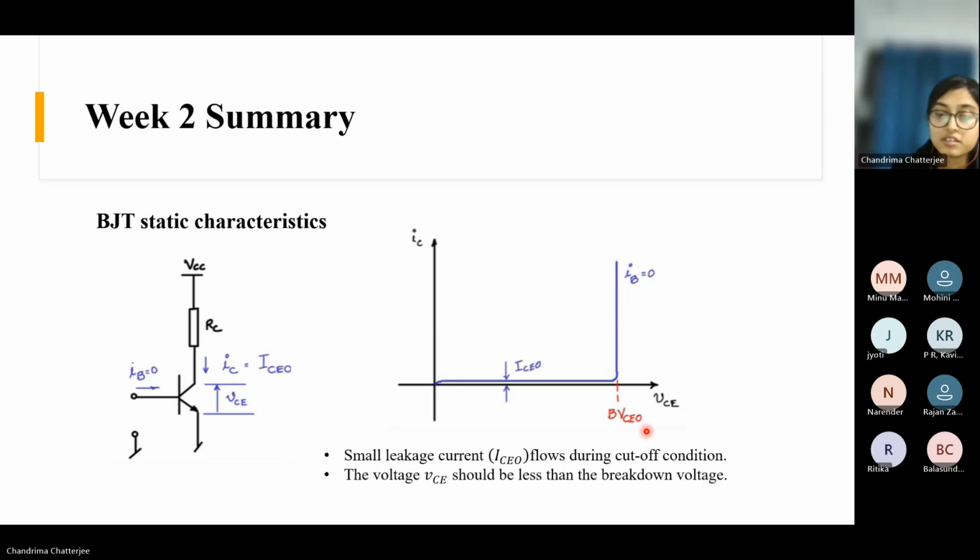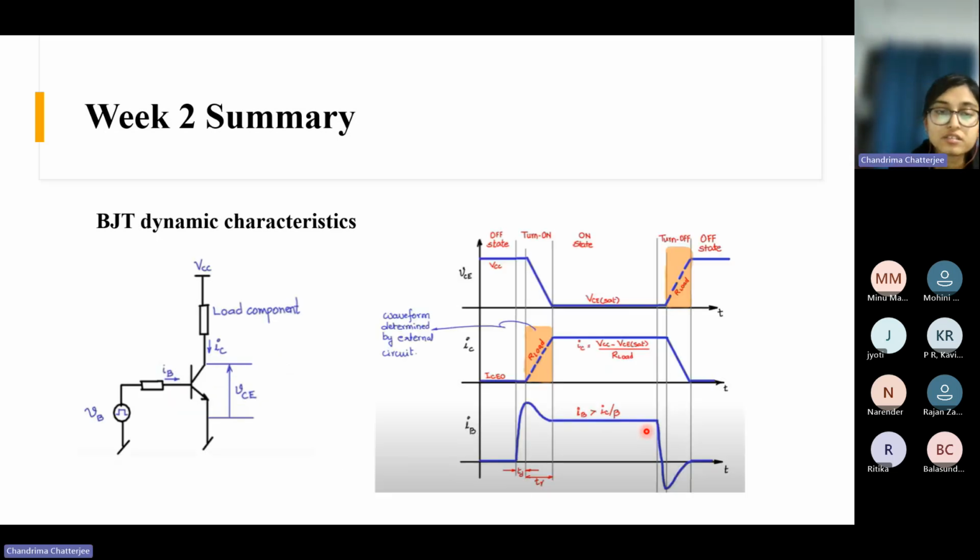Next, we have the dynamic characteristics. The dynamic characteristics essentially means the voltage and current waveforms with respect to time. So here in the x-axis we have time, and in the y-axis we have the various voltages and currents. What are the important voltages and currents?